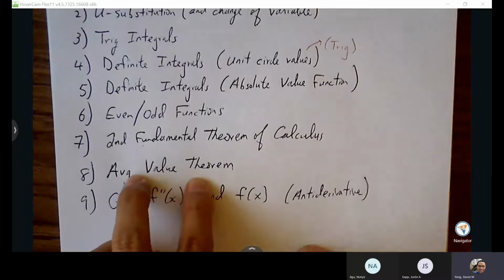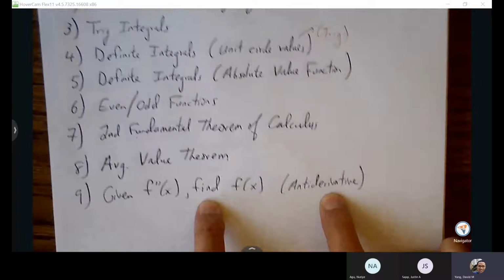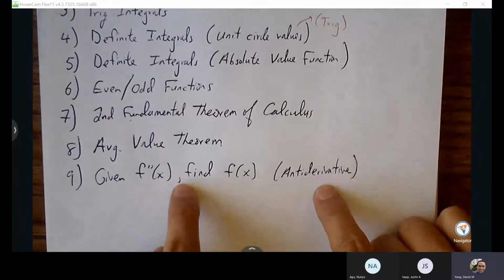Average value theorem. We did that yesterday. That was number 1 on that 4.3, 4.5, right? 1 over b minus a integral. And then this, you'll see this on the test as well.